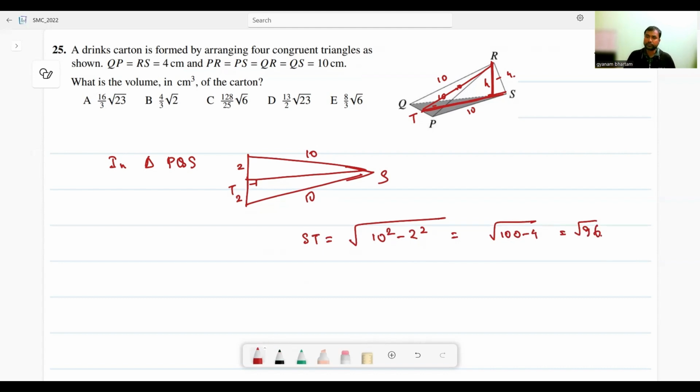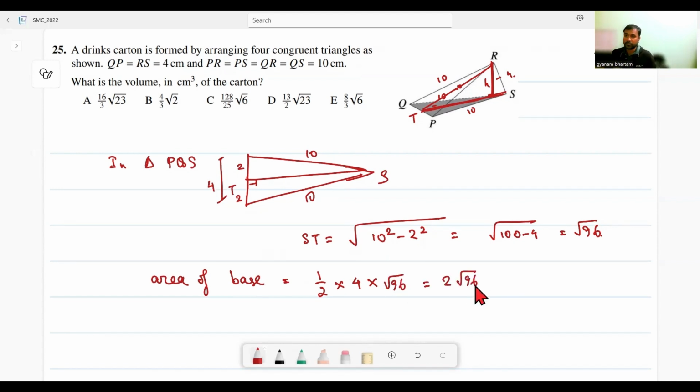Now, what is the area? The area of the base is going to be half times base, which is 4, times height. Height is going to be ST only, right? So if this is the base 4 and this is TS, which is root 96, we have 2 root 96. That's the area of the base.